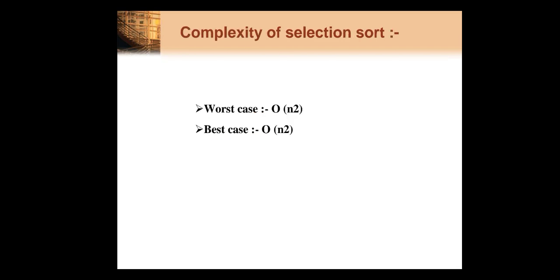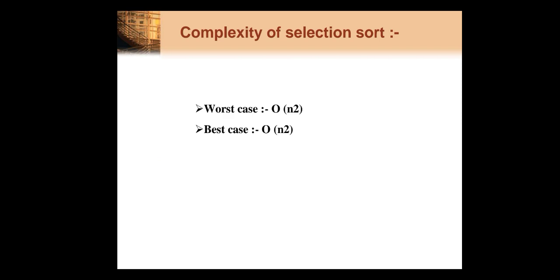Now, how much time complexity is required by the selection sort? The time required by the selection sort is nothing but O of n square. Why O of n square? Because in each pass it needs to compare that many elements. In each pass it needs to compare the remaining elements for selecting the smallest element.